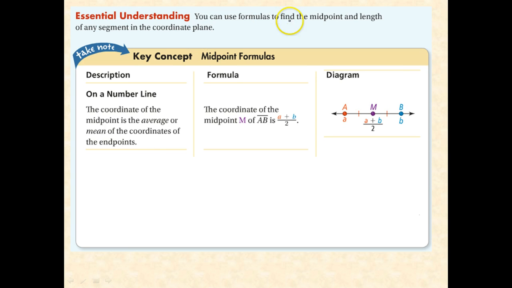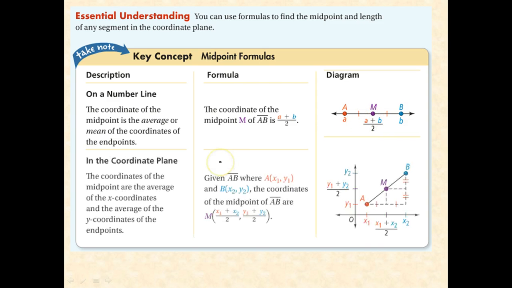Did you know that you can use formulas to find the midpoint and length of any segment in the coordinate plane? Well, if you didn't, now you do. The coordinate of the midpoint is the average or mean of the coordinates of the endpoints. If the coordinate of A is a and the coordinate of B is little b, then the coordinate of the midpoint M is (a plus b) divided by 2. It's the average of those two.